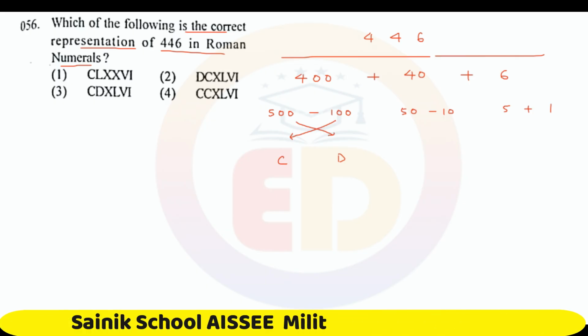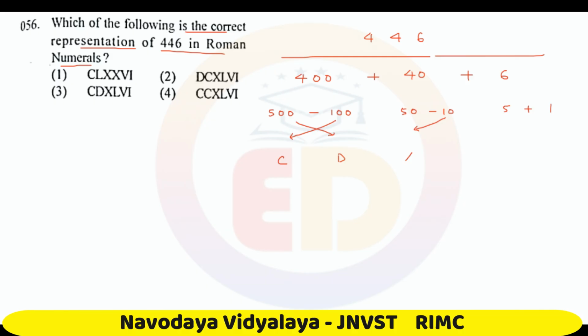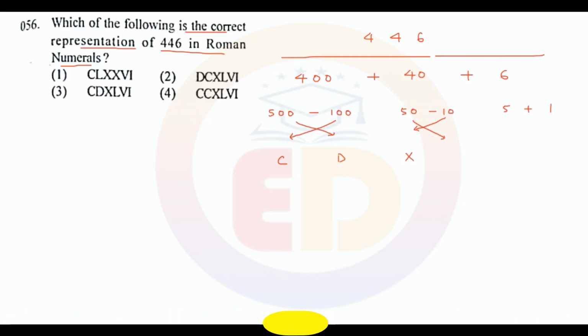For getting 40, we should do 50 minus 10, and by the rule of subtraction, we know the smaller symbol should be first. Symbol of 10 is X and 50 should be later. It is L.